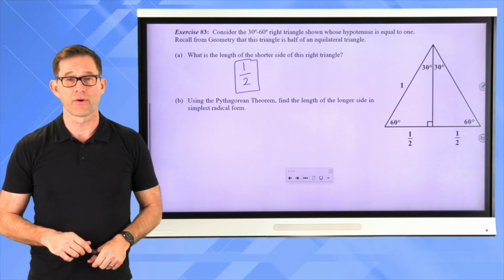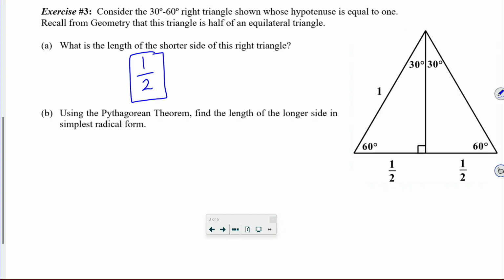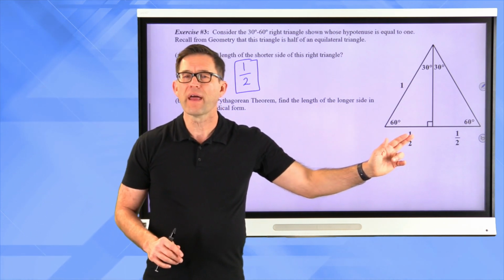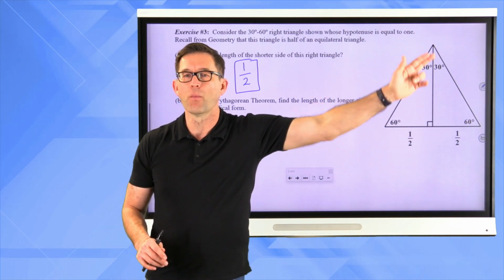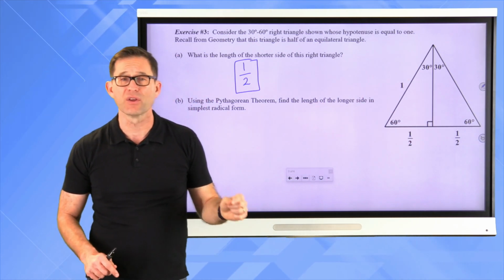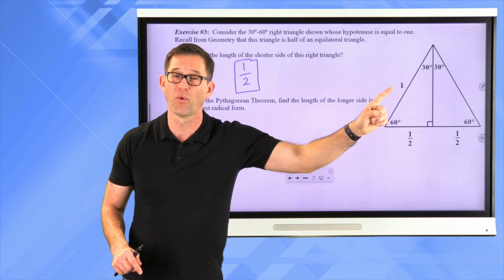But let's take a look at letter B. Using the Pythagorean theorem, find the length of the longer side in simplest radical form. And again, remember why we're doing this. We want to be thinking about that 1/2 as sort of an x-coordinate, and whatever that height is as being a y-coordinate of a point that lies on the unit circle whose radius is equal to 1.